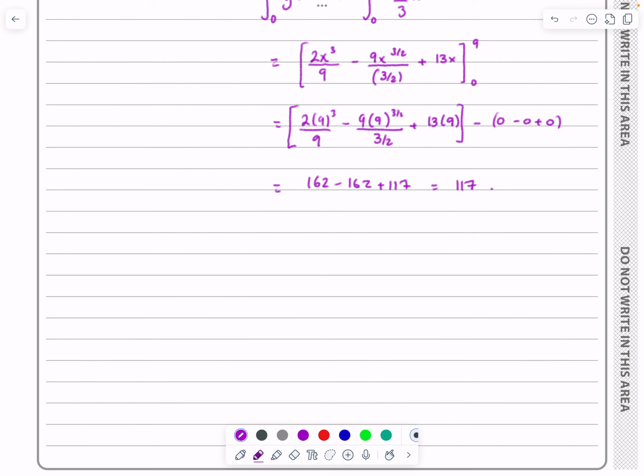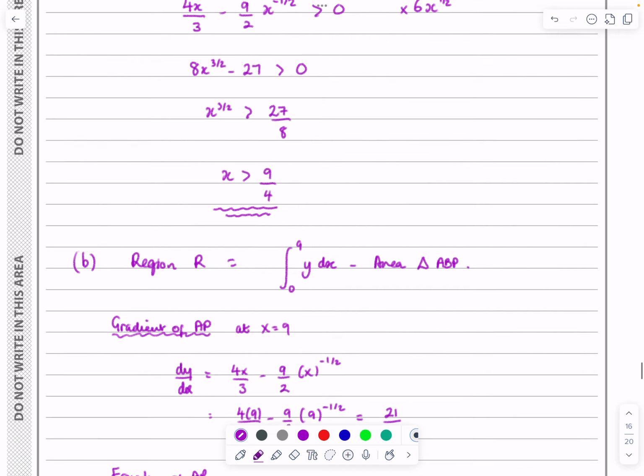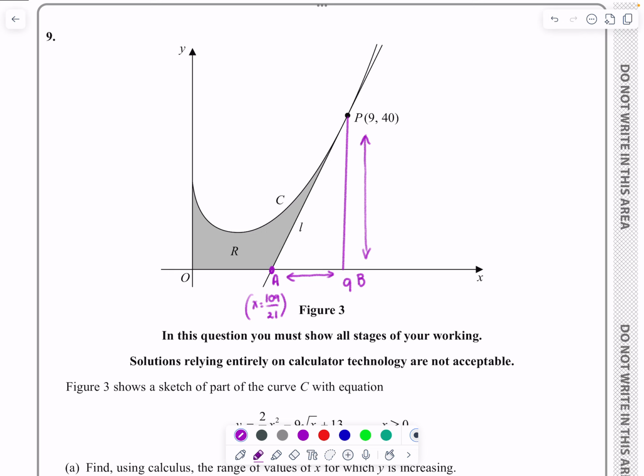And so finally, after all that work, the area R is that 117 minus the area of that triangle, 1600 over 21, which worked out to be 857 over 21 square units. So units squared, whatever the units are there. Right, that's a huge question, isn't it? Lots and lots of different parts to that, but hopefully that all made sense as I went through it.